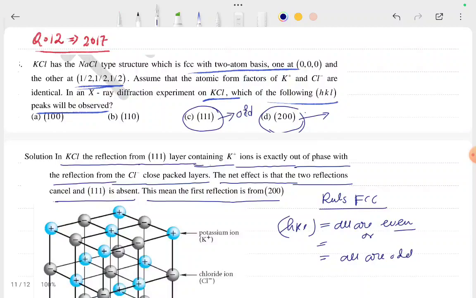This is theory, so please remember this theory. That's why for KCl, this is the point: reflection from one plane is absent, only 200. Please remember this. In your examination, these questions may be asked in MSQ manner, so note down this point and be careful about it. So option D is the correct answer for this part.